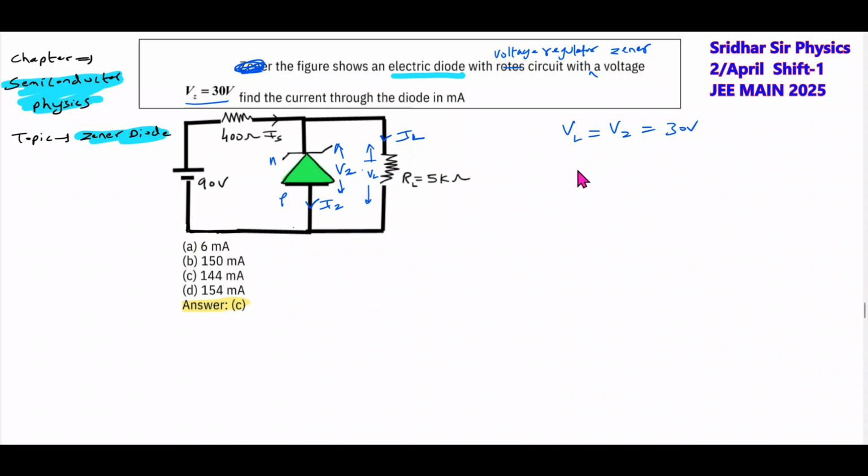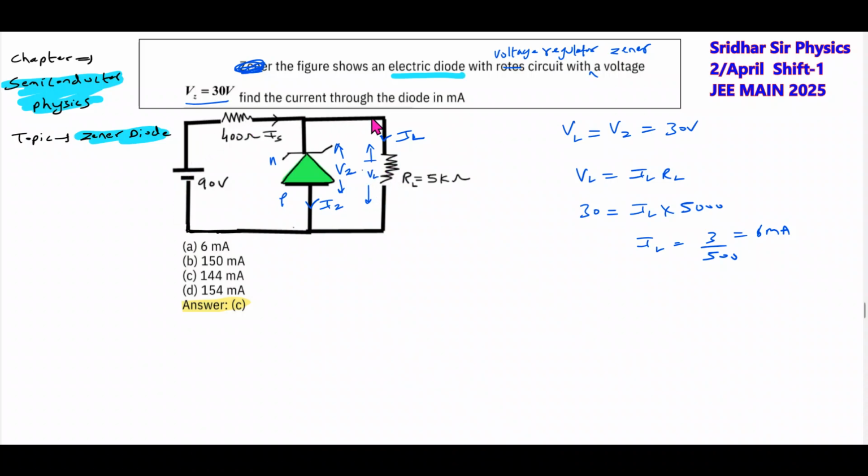Therefore, applying Ohm's law, VL equals IL into RL. VL is 30, IL we don't know, RL is 5000. So IL equals 3 by 500, which is 6 milliampere. So 6 milliampere is the load current.